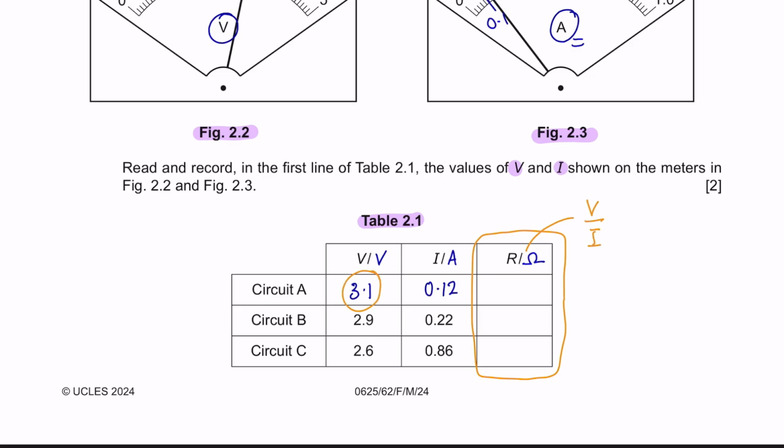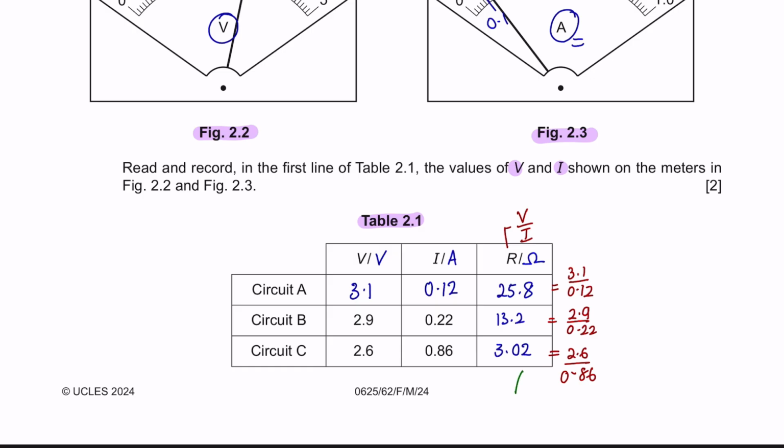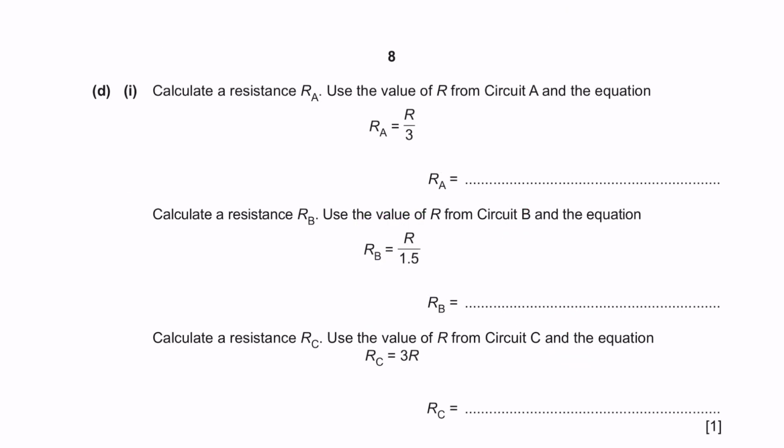This is the voltage and this is the current. For circuit A, it would be 3.1 over 0.12, which is 25.8. And you can repeat the steps for B and C. Next, question D, part 1. Calculate the resistance RA and use the value of R from circuit A and this equation.